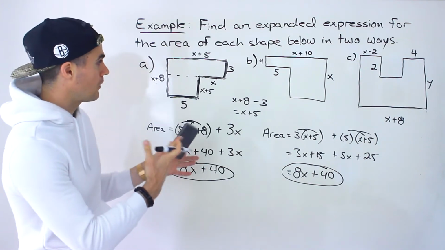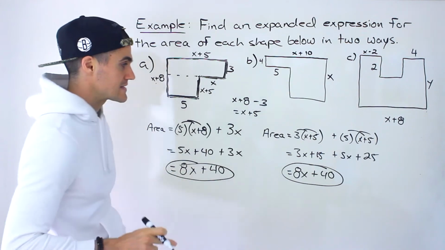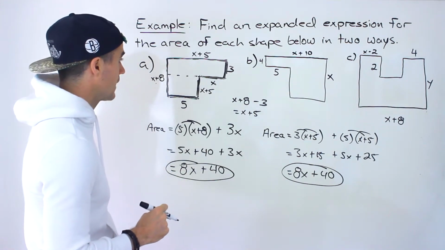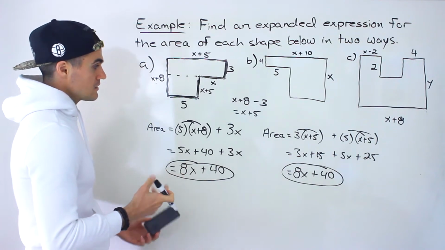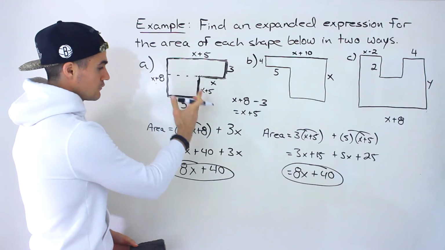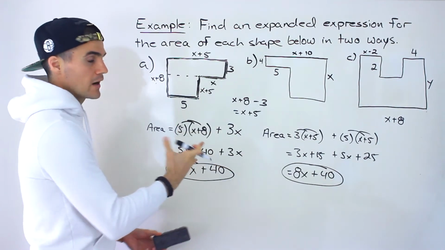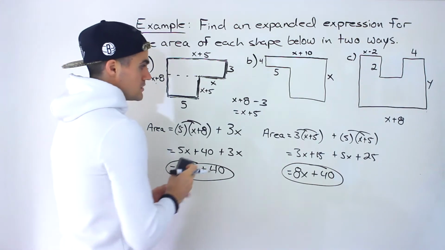So it's pretty cool how it works out, how you can split it up in certain ways, and it's still going to give you that same total area at the end. So 8x plus 40 is the final answer. Again, I feel like this one was easier because we were already given the lengths of the rectangles that we split up, but that's not always going to happen. There's actually another way to do this.